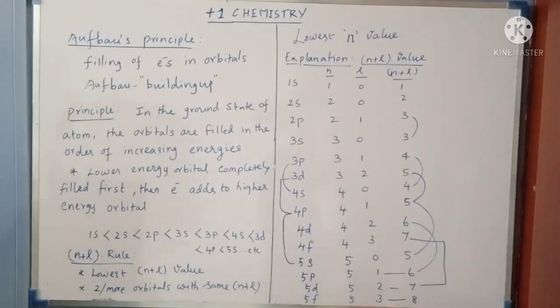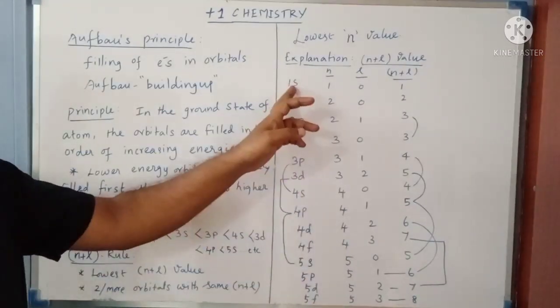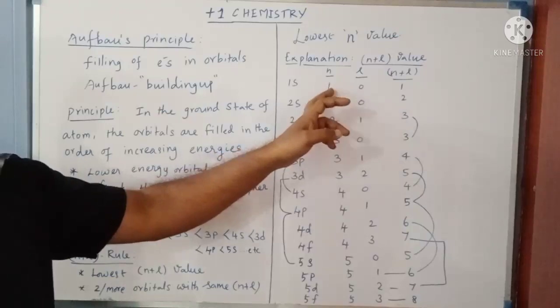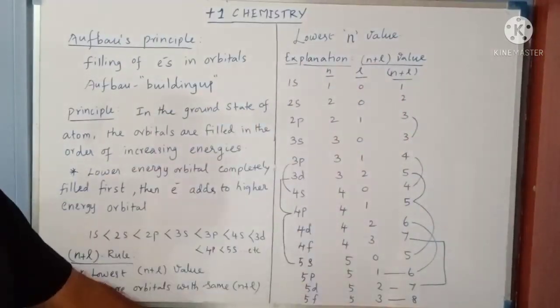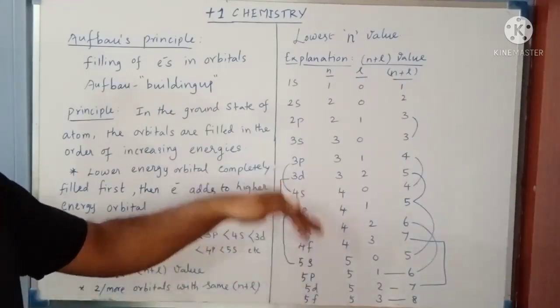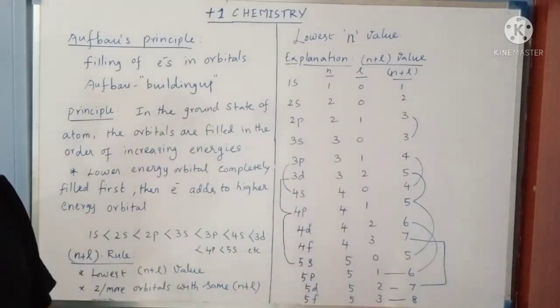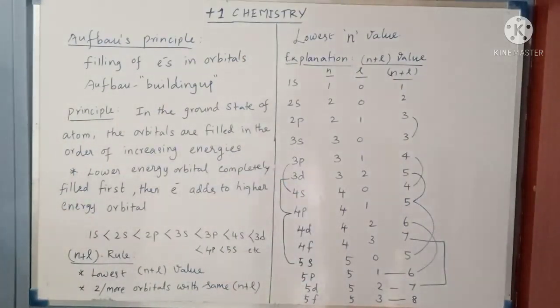Then l values. You know very well that l values are limited: 0, 1, 2, 3 for s, p, d and f orbitals, isn't it? For the 1s orbital, the l value is 0. So this is nothing but the summation of n plus l value. Okay, so likewise I have written for all the orbitals starting from the first shell to the fifth shell. Right. Now we have to look at the n plus l value.